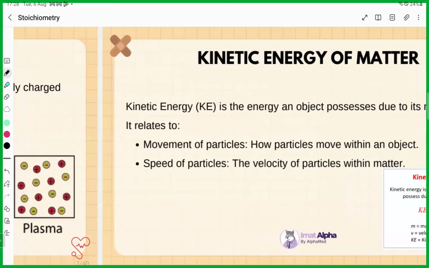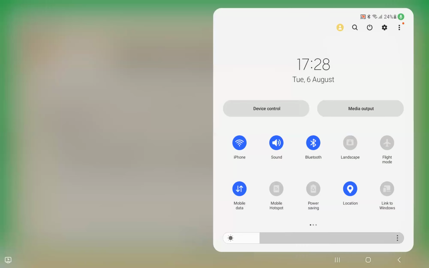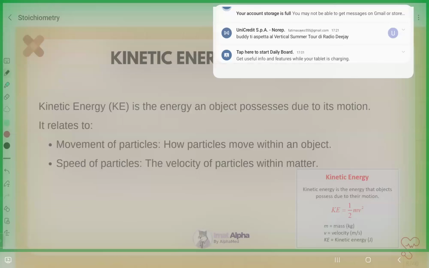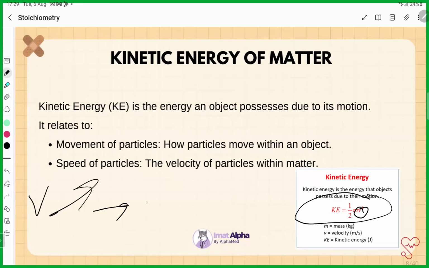Kinetic energy of matter. So the kinetic energy is the energy an object possesses due to its motion. And as you all know, the formula of the kinetic energy is half mv squared. Half is a constant and the mass is a constant, so it depends on the velocity. The moment the velocity increases, the kinetic energy will increase. The moment the velocity decreases, the kinetic energy will decrease. It describes how particles move in an object and the velocity of the particles.